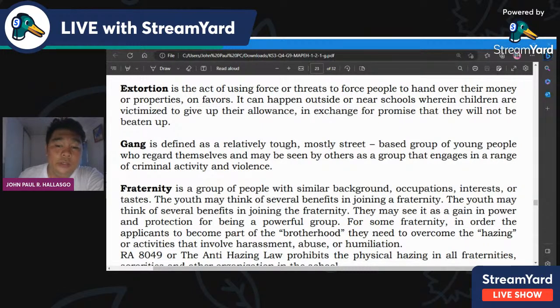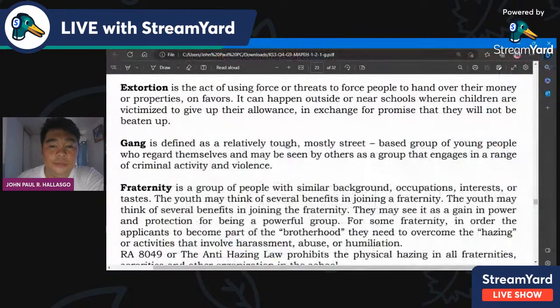Now, in order to prevent that, we can report it, no? Gather up evidence, and at the same time, especially since school is a peace zone, a zone of peace. Normally, if you encounter this kind of problem, you can report it to the guidance counselor or to the advisers, especially in our school.